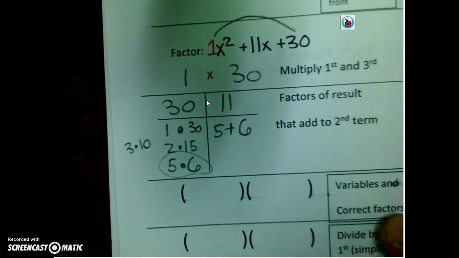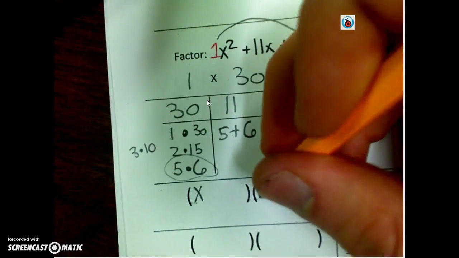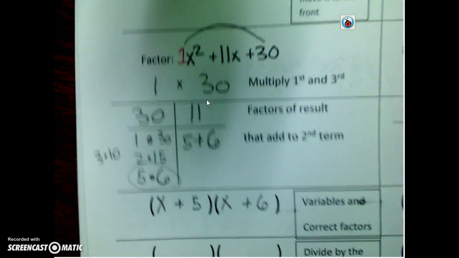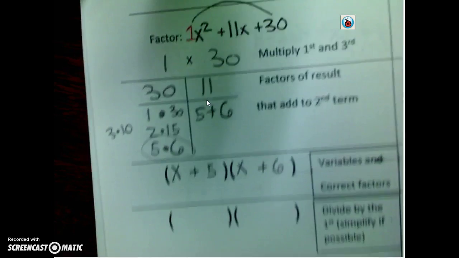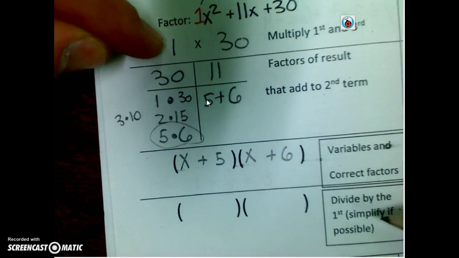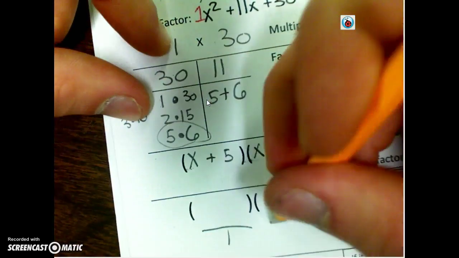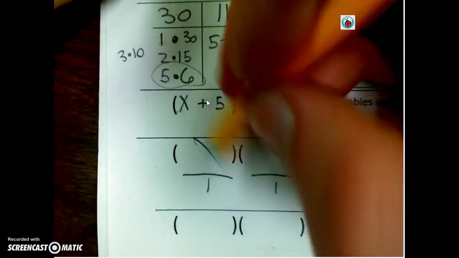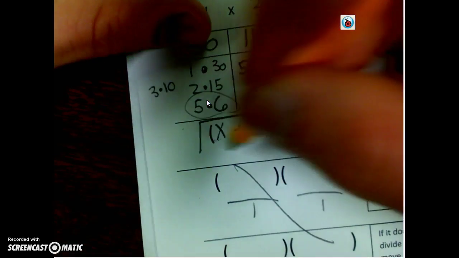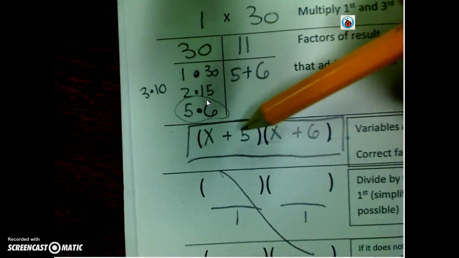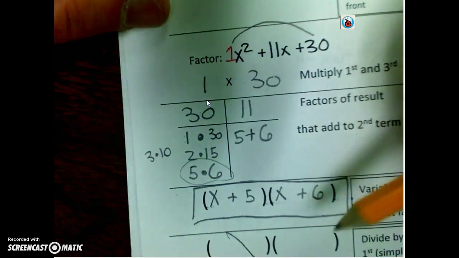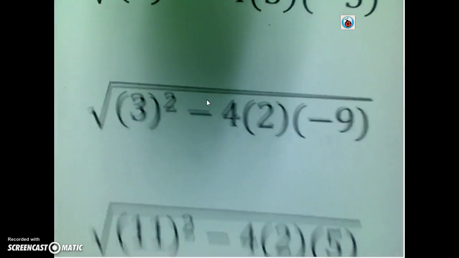So we'll set up our variables with our correct factors. We've got a positive 5 and a positive 6 here for us. Now, we have to go back and divide by our first term. Since our first term is just a 1, dividing by 1 isn't going to change anything. We don't have to worry about these steps. And you can double check that this is equivalent to this by multiplying back out.